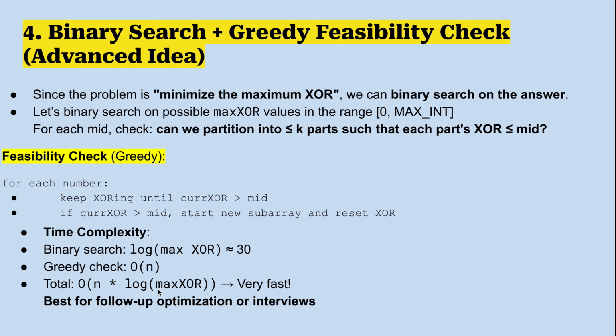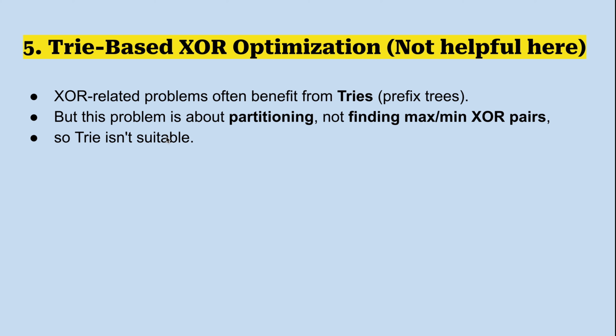Another approach we have is binary search, and we can also use a feasibility check that is greedy, and this is called an advanced idea. I'll talk about this in another video, but we'll go through it in detail. Then we have another approach, which is trie based on XOR. This is not actually helpful. XOR-related work on a trie is often not beneficial, and so people do not try to use this in practice. So a trie isn't suitable, but you can solve this problem with it. If you want, let me know in the comment box and I'll create another video.